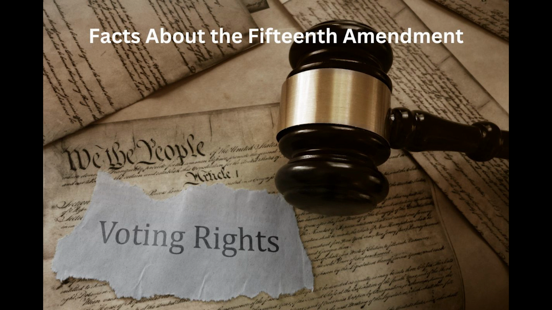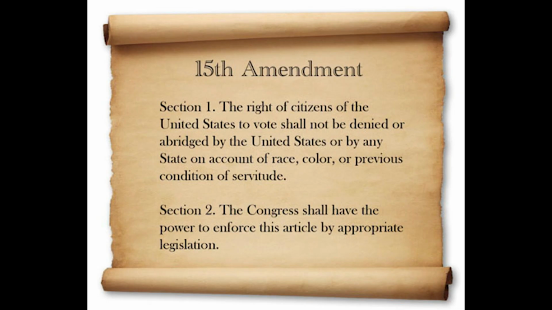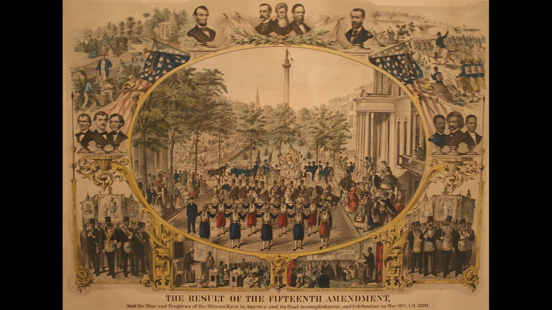The Voting Rights Act of 1965, signed into law by President Lyndon B. Johnson, outlawed discriminatory voting practices and gave the federal government power to oversee elections in states with histories of discrimination. This dramatically increased black voter registration and participation.